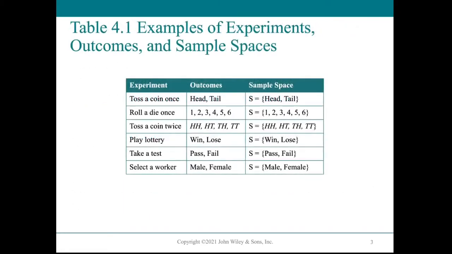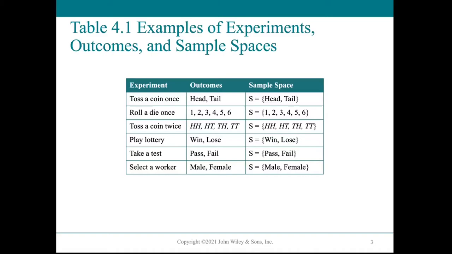For example, when you toss a coin one time, that's an experiment. There are two possible outcomes, whether it's a head or a tail. The collection of all your possible outcomes is your sample space, which is the heads and the tails. The same goes for rolling a die. You have a six-sided die, you roll it, and you have six possible outcomes: getting a number 1, 2, 3, 4, 5, or 6. The sample space is the collection of all those possible outcomes.